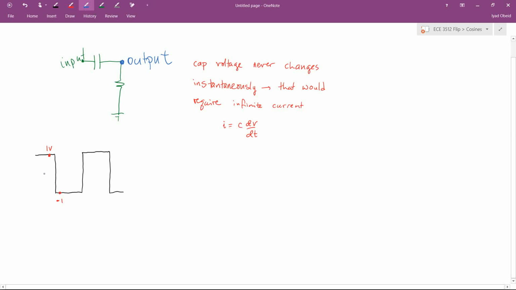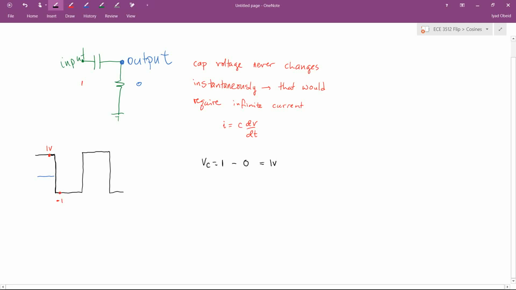So let's start our analysis by assuming that the input voltage is at 1 volt and the output voltage is at 0. I'm going to write those numbers down. The input voltage is at 1 volt. The output voltage is at 0 volts. So in that instant, the capacitor voltage is equal to the input voltage of 1 volt minus the output voltage of 0 volts, which gives me 1 volt across the capacitor.